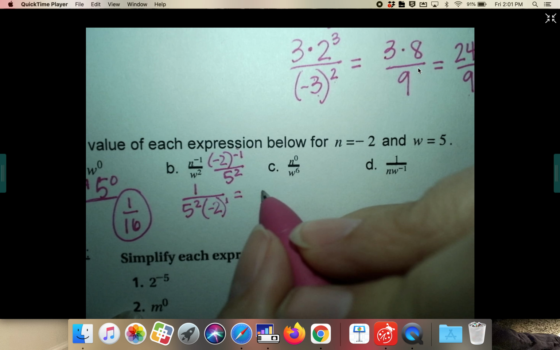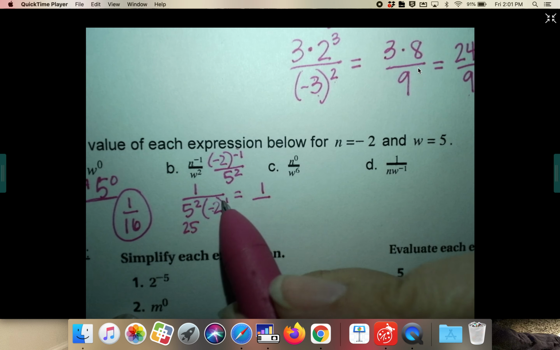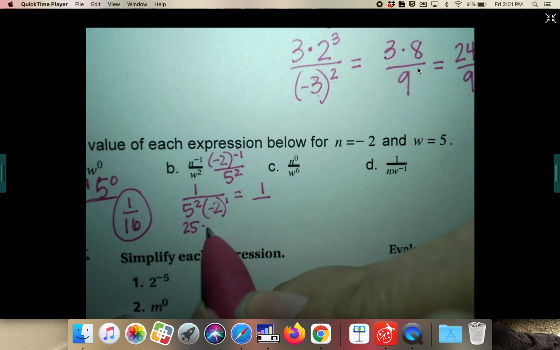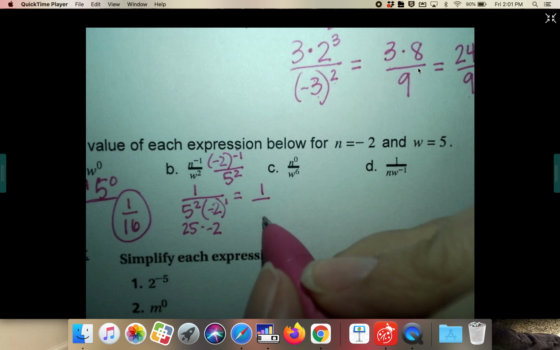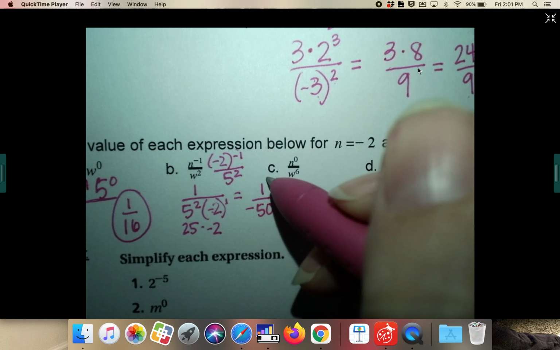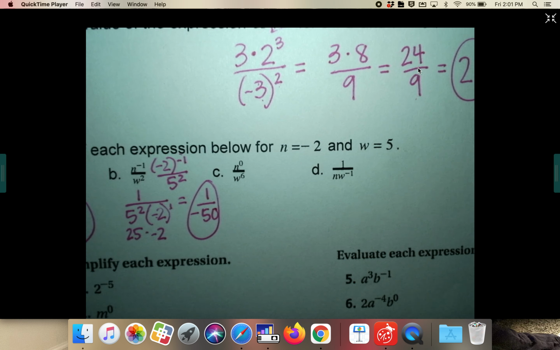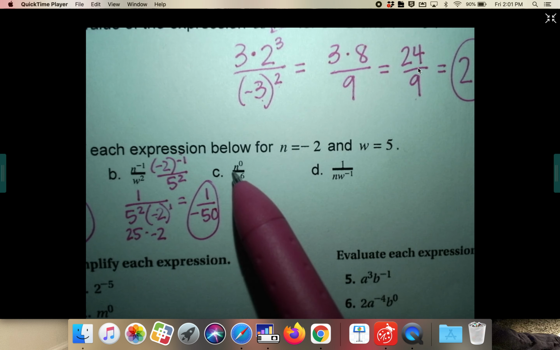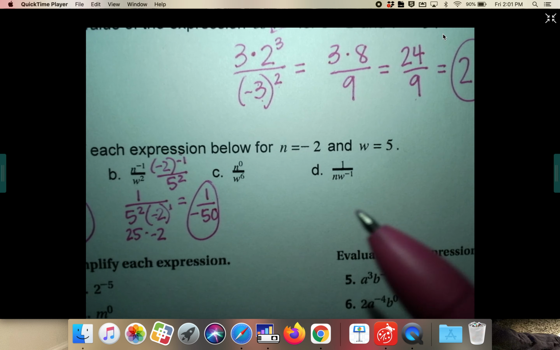So let's simplify this. It would be 5 squared is 25. -2 to the first is just -2. So 25 times -2 is -50. So this is going to be 1/-50, or the negative doesn't have to go on the bottom. It could just be out front, because -1/50 is the same as 1/-50. Okay, I'm not even going to say that n is -2 because we see that it's to the 0 power, and anything to the 0 power is going to be 1.